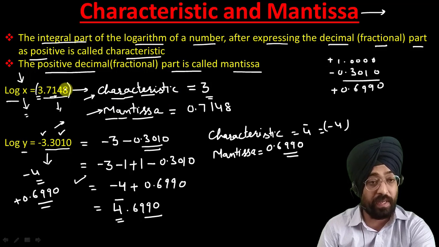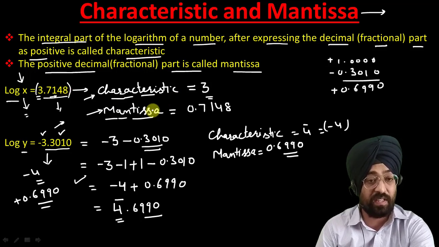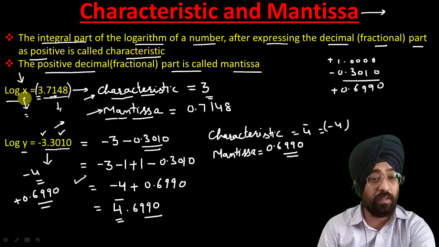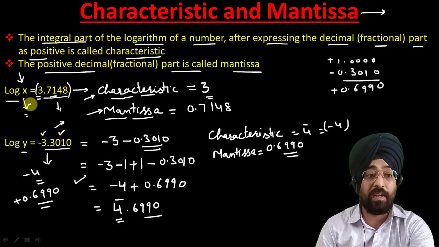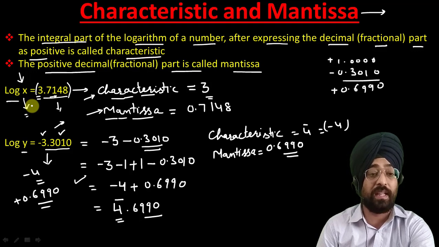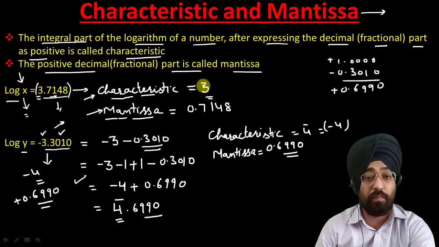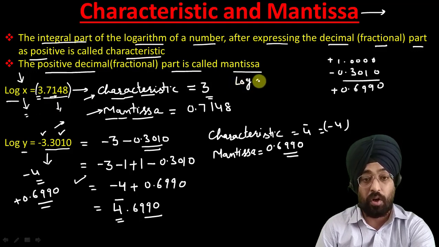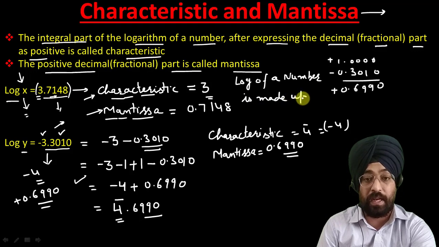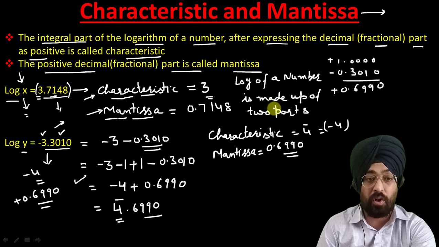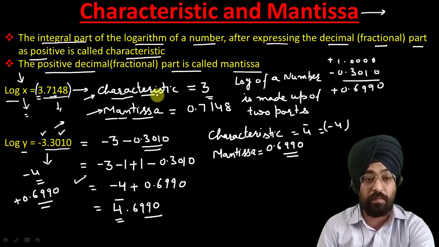So there are rules to find. If the log of a number is given, then it is quite easy to find the characteristic and mantissa. But if a number is given whose log we have to find, then what do we have to do? We have to see how to find the characteristic and mantissa, because the log of a number is made up of two parts. The one part is called the characteristic, meaning the integral part before the decimal. The second part is called the mantissa, the decimal part.